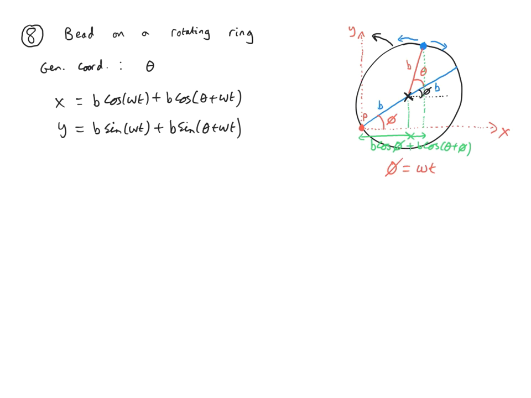For the Lagrangian, we're also going to need to know the velocities. So let me work out x dot and y dot. We just have to take the time derivative of these expressions. Note that omega is a constant. We're going to find minus b omega sine of omega t minus b and then theta dot, because theta is a dynamical variable that has a time dependence, plus omega, into sine of theta plus omega t, and then the corresponding expression for the y-coordinate.